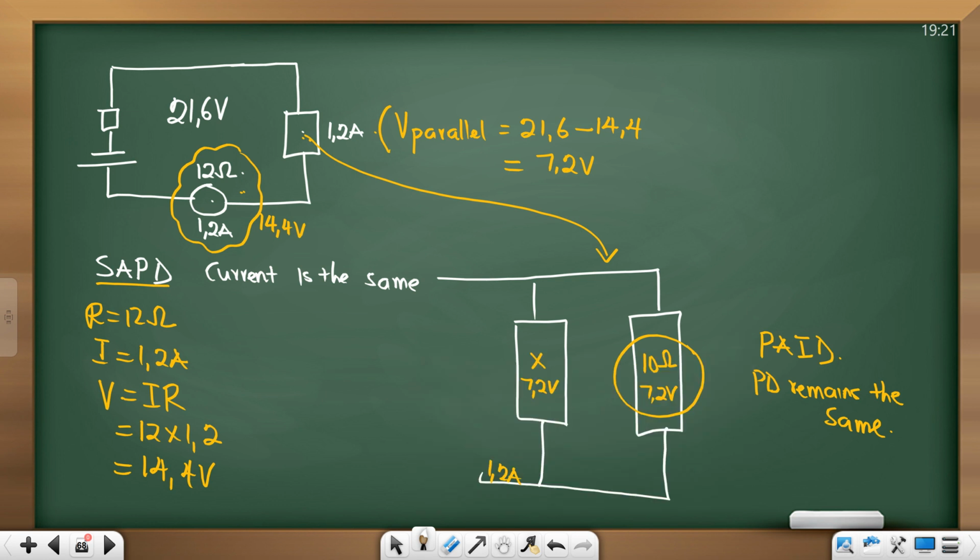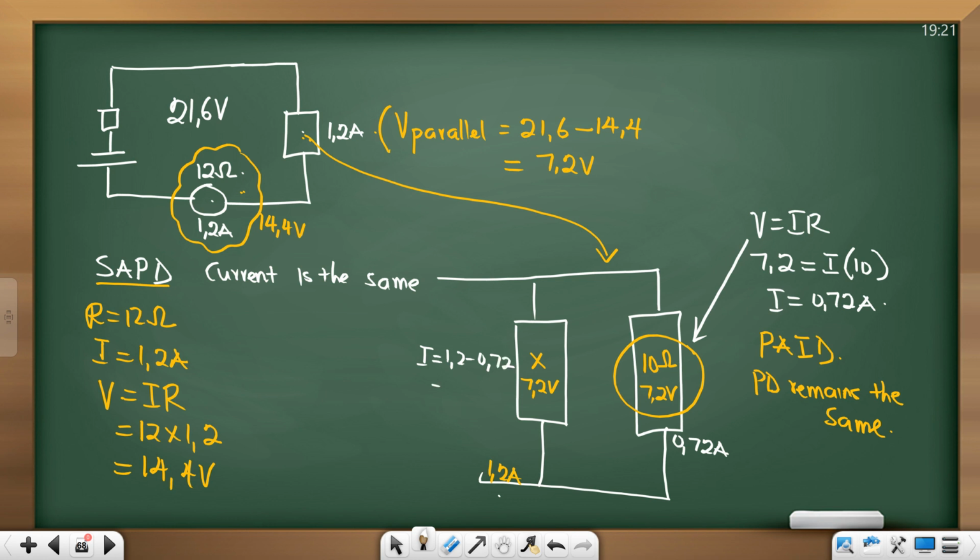So here, what is missing? Current. V equals what? IR. Look, this is the easiest way to flow through. Just flow step by step. There's no need to do everything at once. You'll get confused. Okay, what is my V? 7,2. What is my resistance? 10. So what is current? 0,72 amps. Now that we know the current here is 0,72, but the total current is 1,2, we're dividing the current. One part is 0,72. So what is the current here? 1,2 minus 0,72. What's your answer?